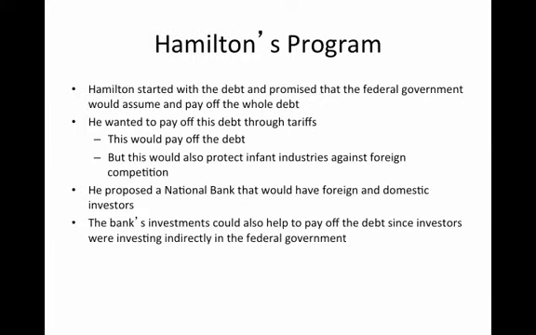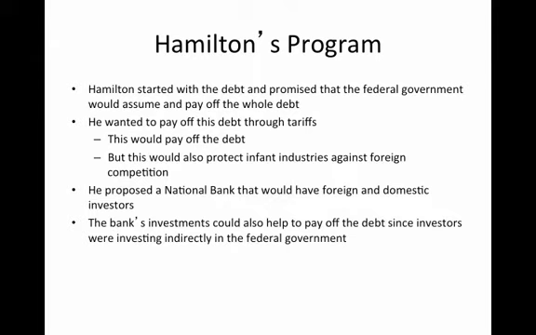Hamilton's program. Hamilton started off with the debt, and he promised that the federal government would assume that and pay off the entire debt. This is known as the assumption of the debt. He wanted to pay off this debt through tariffs. This would pay off the debt, but it would also end up protecting infant industries against foreign competition. So note what he's doing here. He's creating a strong centralized government to pay off the debt and then privileging industry over farming.